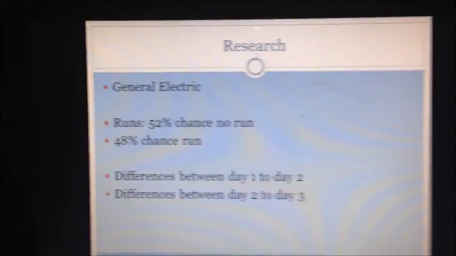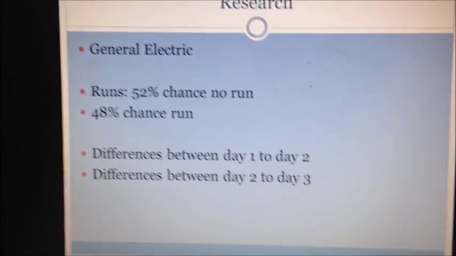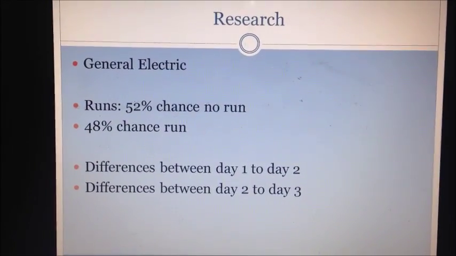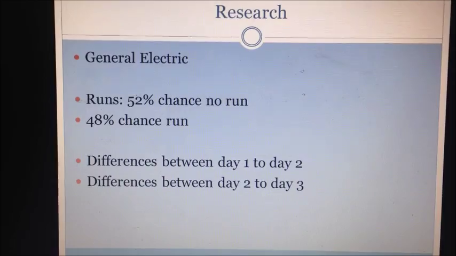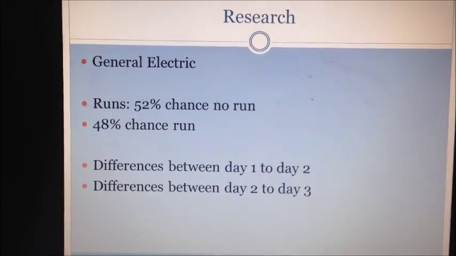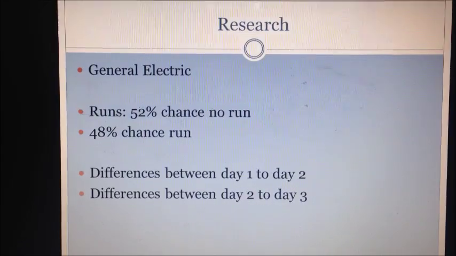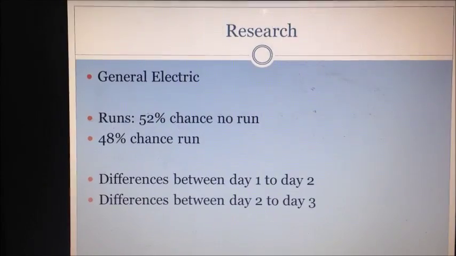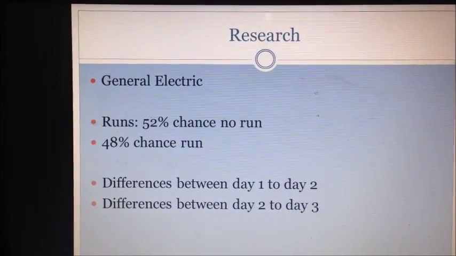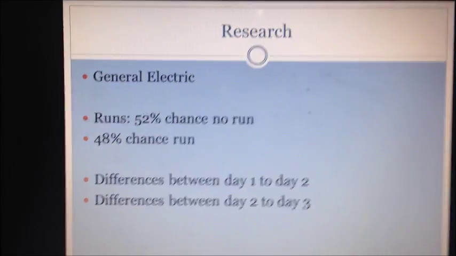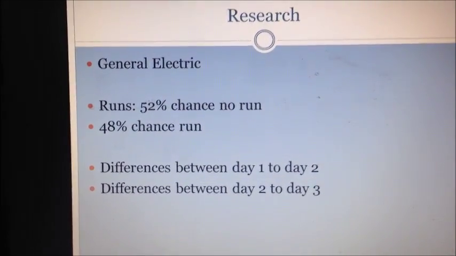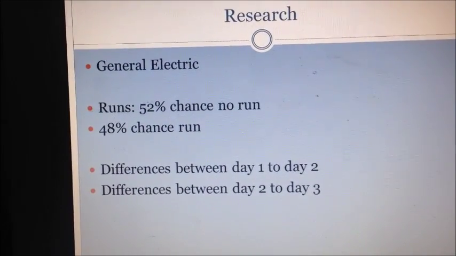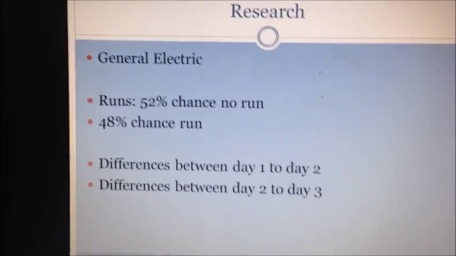I then further analyzed this data and found the differences between the days. To simplify my research, pretend like I only looked at 3 days of data from the GE stock. First I found the difference between day 1 and day 2. Next I found the difference between the second day and the third day. There I was able to see if it was a run or not, and how much the price ended up decreasing between those days.